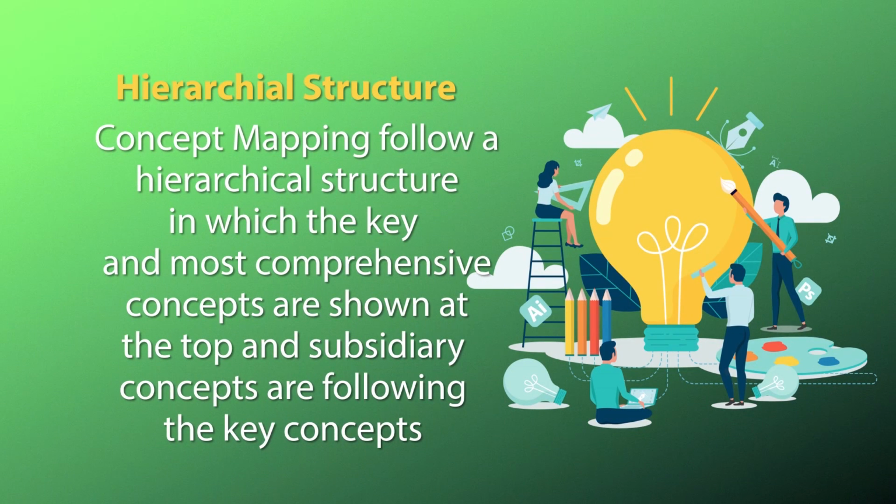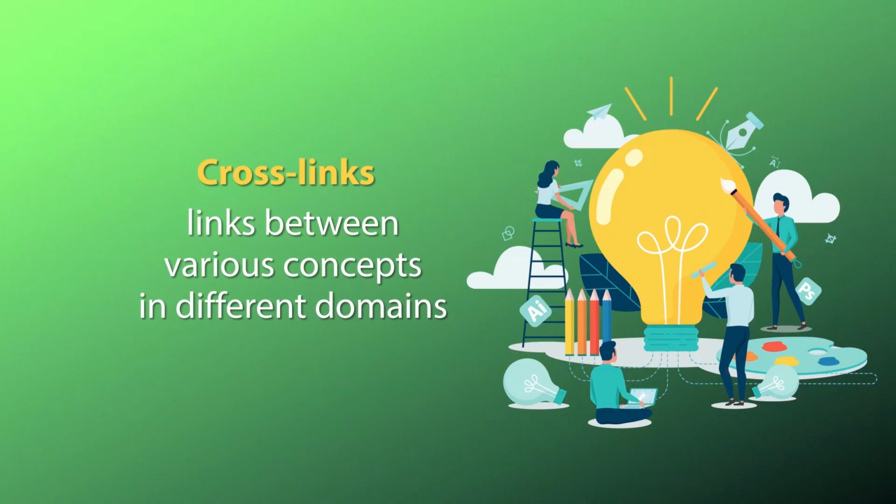Concept maps follow a hierarchical structure in which the key and most comprehensive concepts are shown at the top, and subsidiary concepts follow the key concepts. The key concept can also be shown in the middle, and thereafter in different branches, in all directions, they can show the subsidiary concepts or ideas. Then there are the cross links. Cross links are the links between various concepts in different domains.